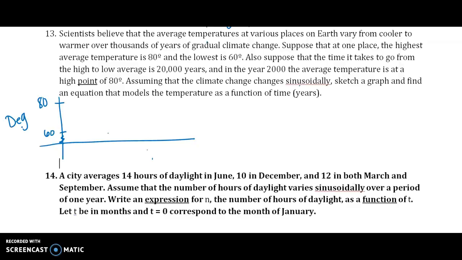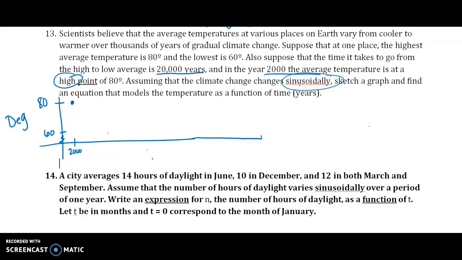Also suppose that the time it takes to go from high to low is 20,000 years. In the year 2000, the average temperature is at a high point of 80 degrees. So right here I can say this is 2000 and it's at the high. And we're assuming it's sinusoidal, so that means it's sine or cosine. It's going to repeat itself as a wave. And so first we want to sketch a graph and find an equation that models this. And then find an equation that models the temperature as a function of time in years.